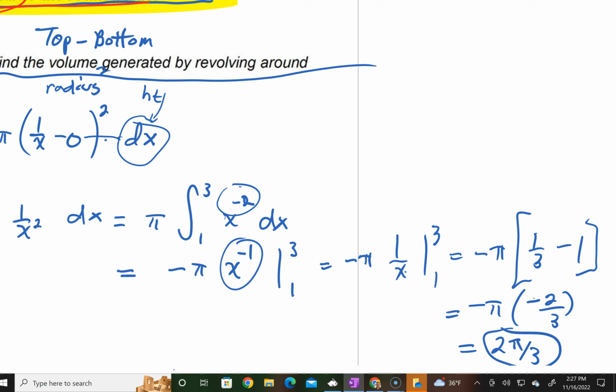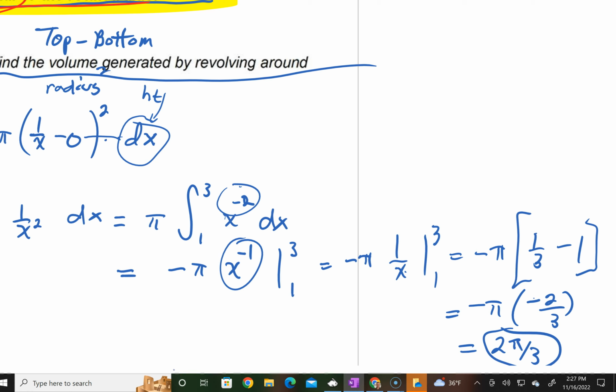If you ever get a disk method where you get a negative answer, something went wrong. Just like the problems in 6.1, the area between two curves. If you ever get a negative answer there, go back and look at it. Something went wrong. Every one of these is going to be positive because we're going to go back to traditional area, traditional volume. Okay? We doing okay?